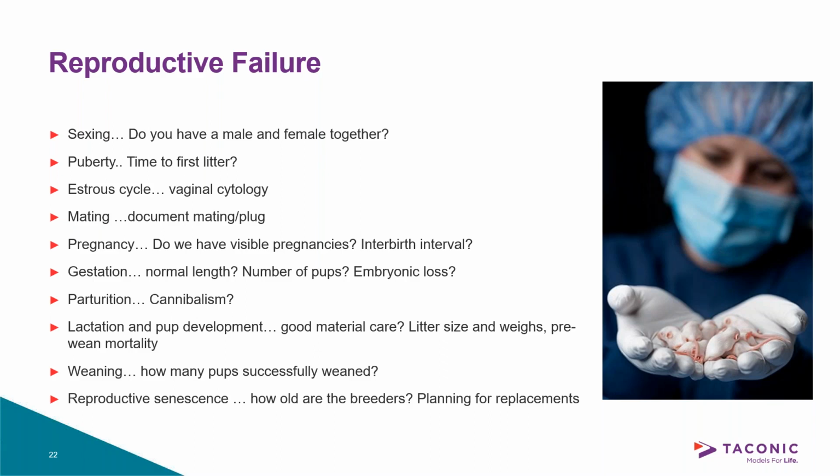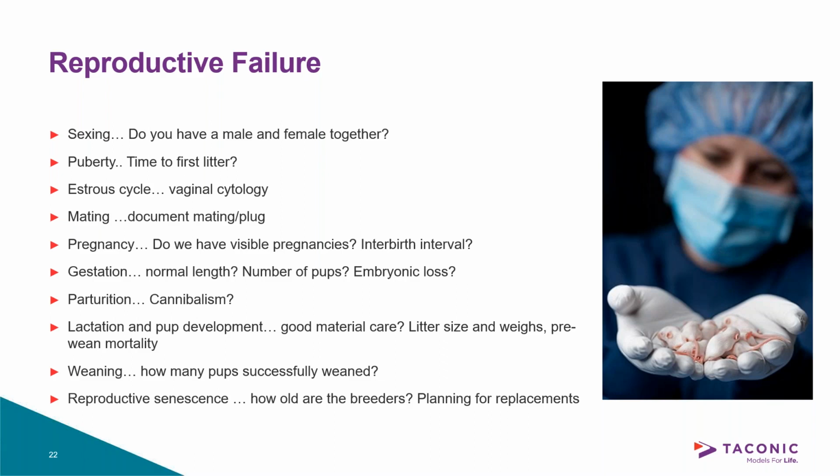Puberty: it's good to keep a record of the time to first litter, especially if you're working with any new inbred strains, to keep track of how long it's taking them to drop their first litter or look pregnant. The estrus cycle: we talked about vaginal cytology, so you could check how long they should be in each stage and see, okay, does it seem like they're spending more time in diestrus than they should be? Are they having a normal cycle? Is everybody coming into estrus at least every 4 to 5 days?